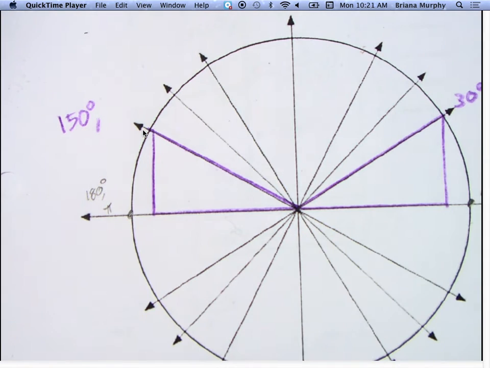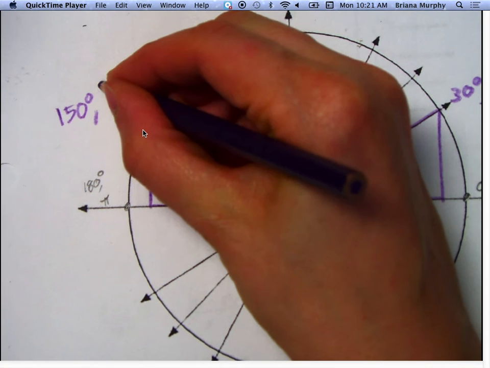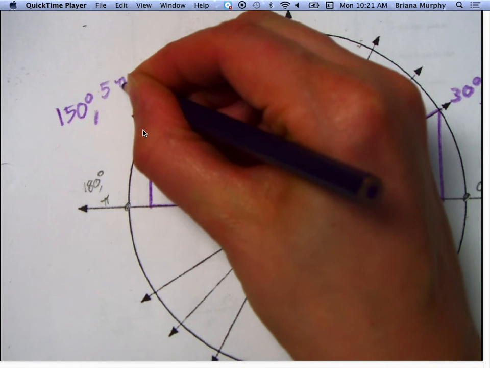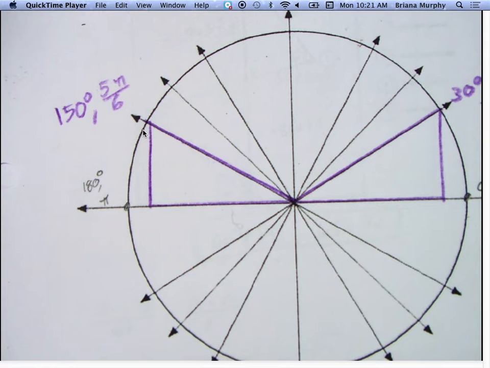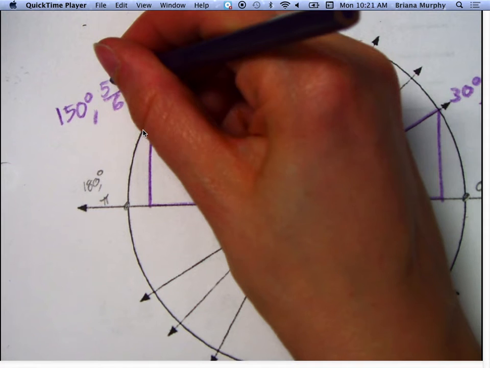Okay? Now, 150 divided by 180, what would that reduce to be? 5/6. Right, so I have 5 pi over 6. You guys, if you literally stick in your calculator 150 divided by 180, don't put a decimal or anything in there, it will reduce your fraction for you. So it's 5/6 pi.